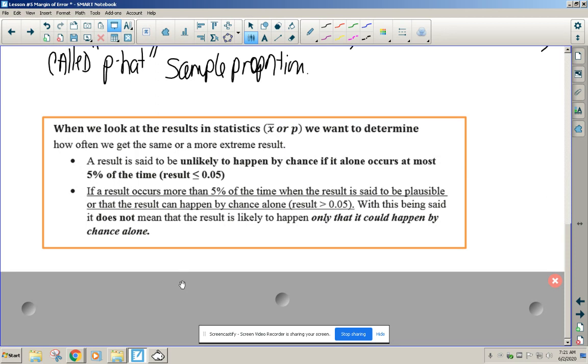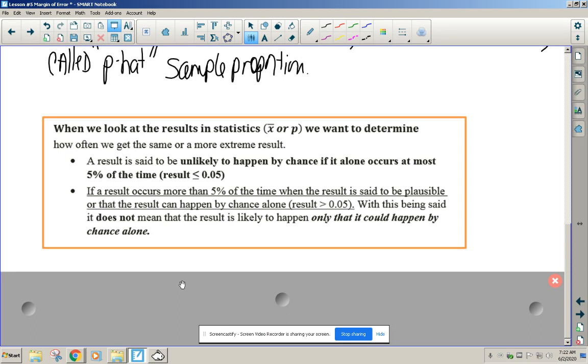So the most important thing about this is when we look at the results of statistics, we want to determine how often we get the same result, or if we get an extreme result. A result is unlikely if it occurs less than 5% of the time. And if it occurs more than 5% of the time, we have something that we would call plausible. If we have a small percent, but the percent is above 5%, it is plausible. If we are 5% or less, we are considered unlikely.